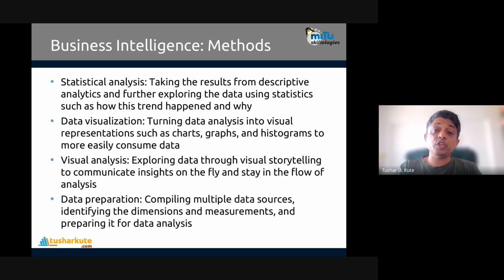Next, data visualization. Data visualization forms the brain of business intelligence processes. Wherever you see BI tools, most of them come under visualization methods, where they turn data analysis into visual representations such as charts, graphs, and histograms to consume the data more easily. When I have lakhs of entries, it will be very difficult to find the trends and patterns present inside. But when you visualize it, it is really easy to identify what kind of trend, rule, or pattern is present. That's why visualization is very important.